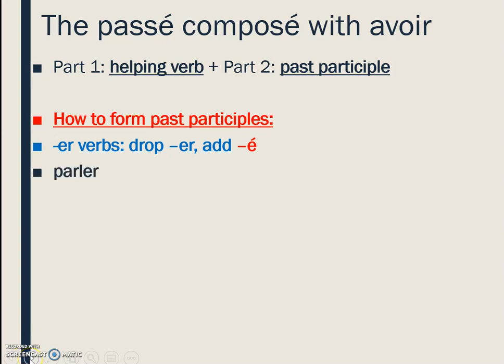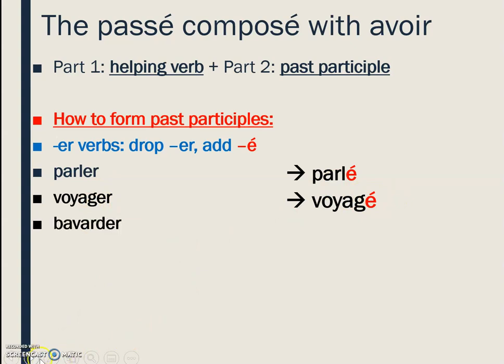So if I take the verb parler and I want to conjugate parler in the passé composé, I will drop the ER and instead I will have an E with an accent aigu, parlé. If I take the verb voyager, I drop the ER, I add an E accent aigu, voyagé. Yes, they do sound the same, voyager, voyagé. I can take any ER verb and do this. If it's a regular ER verb, I drop the ER and I change it to é. Even if it's a verb I've never seen before, I would know how to conjugate it to form the past participle. So bavarder is bavardé.